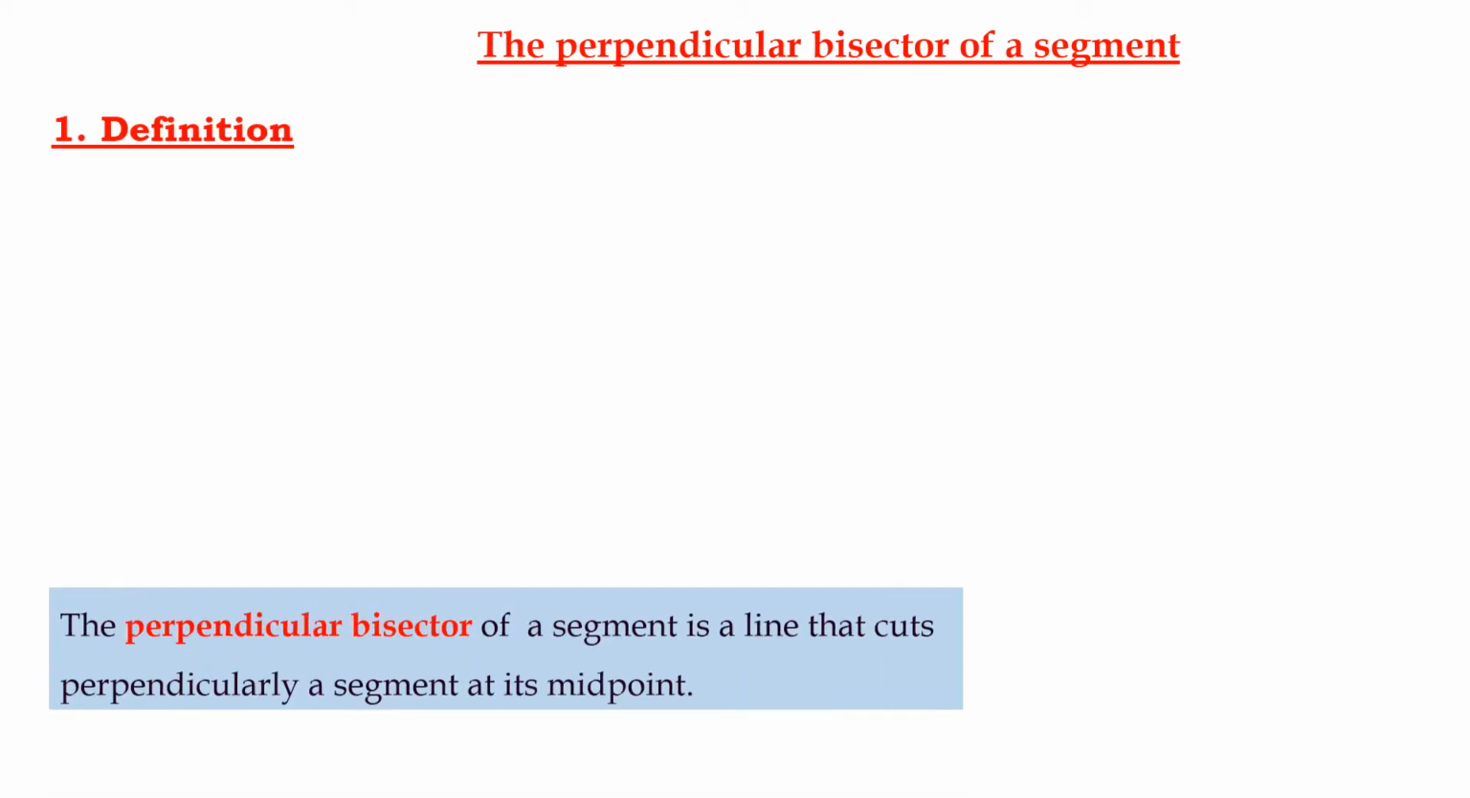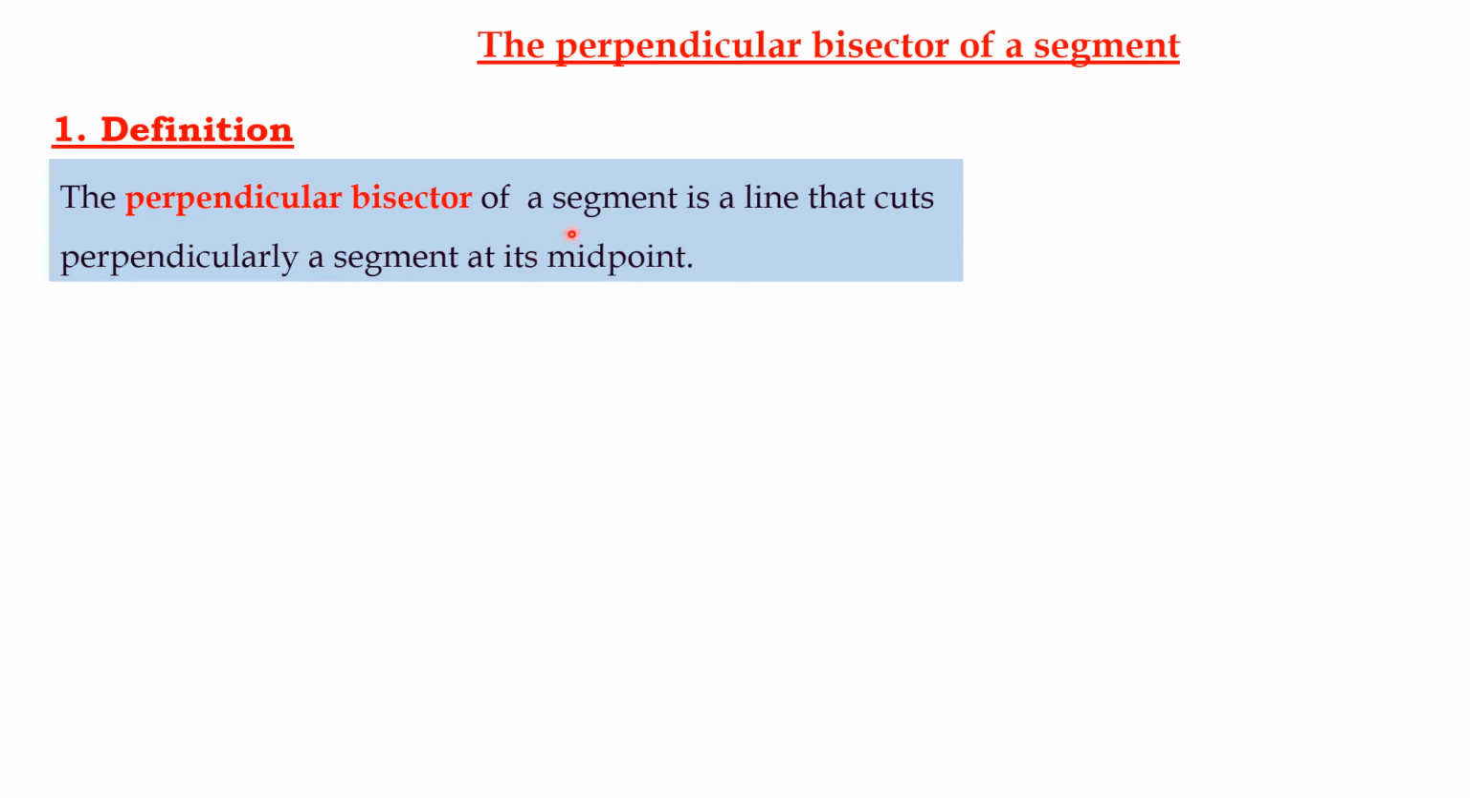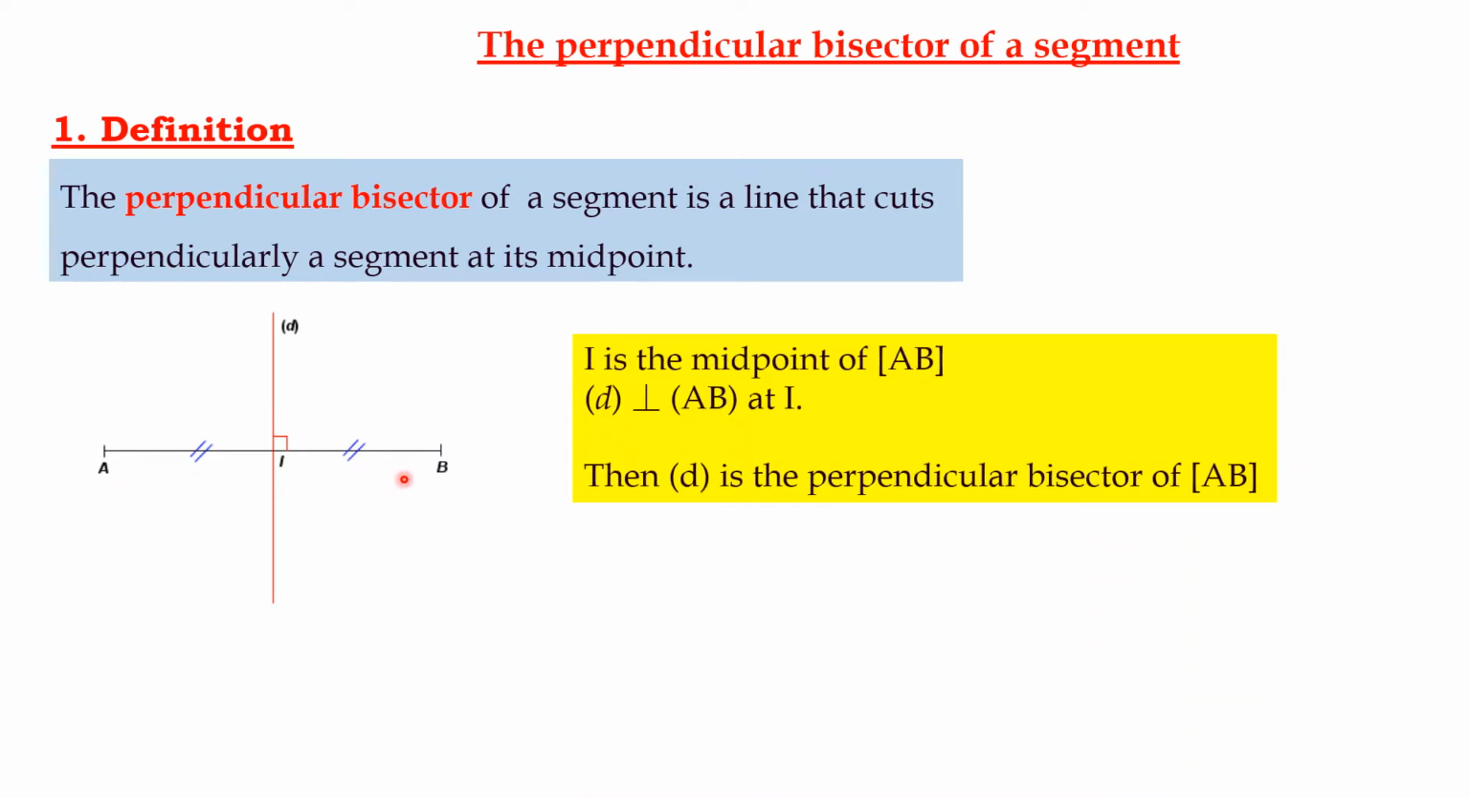What do we mean by perpendicular bisector of a segment? It's a line that cuts perpendicularly a segment at its midpoint. For example, here you have segment AB. I is the midpoint of AB. How did I know that? Given that AI equals IB, since the same mark is put on AI and IB, this means that they are equal. So AI equals IB, then I is the midpoint of segment AB.